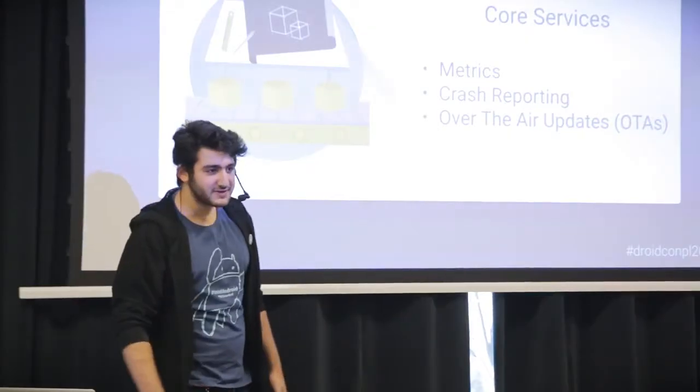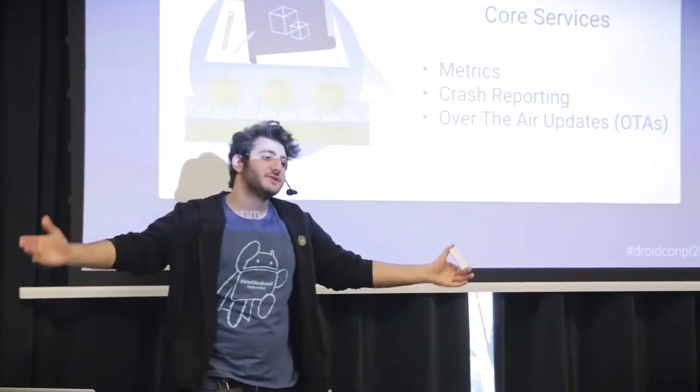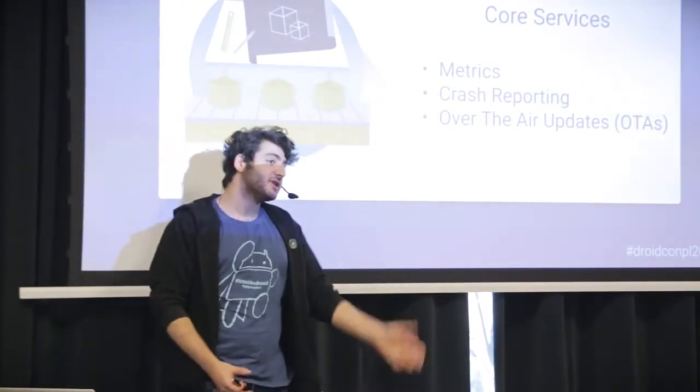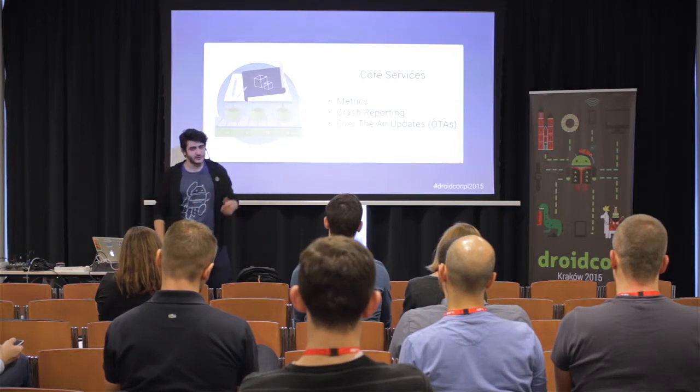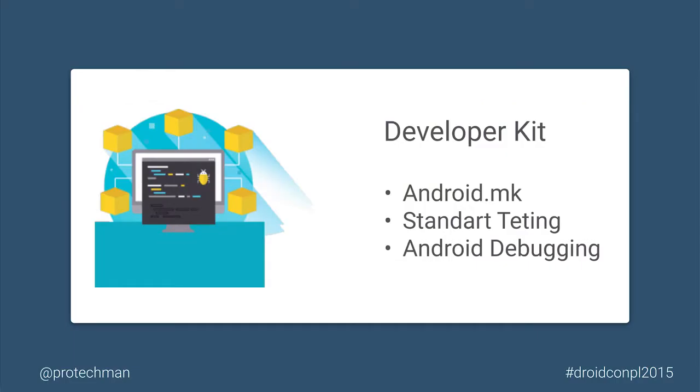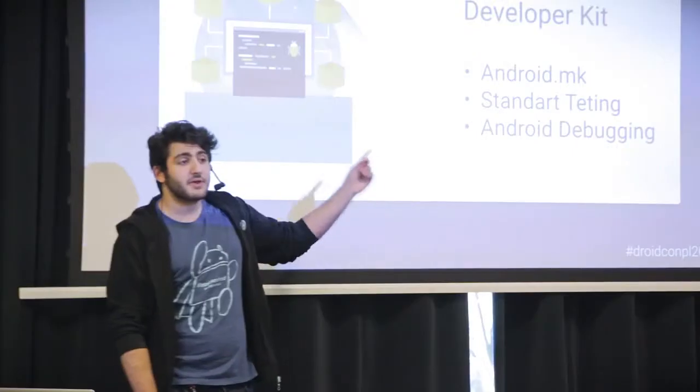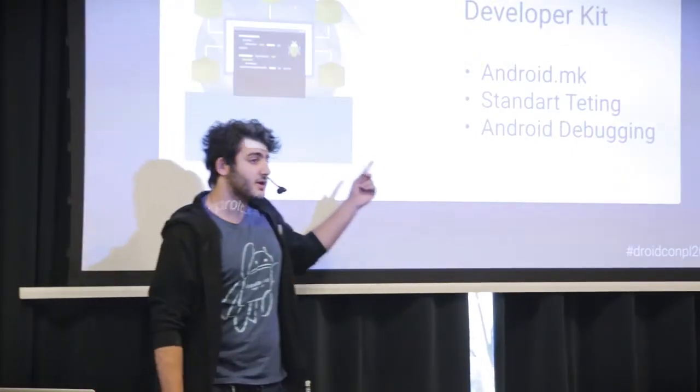Just push one button, and every Brillo device gets the update. Or you can update them one by one. It's your choice. It's completely your choice. Also, there is a developer kit. The developer kit uses Android MK. Do you know Android MK?